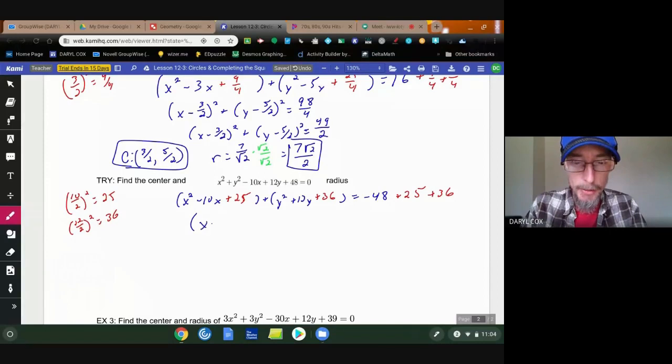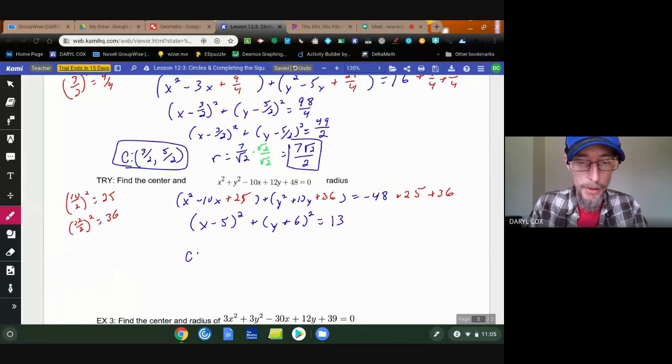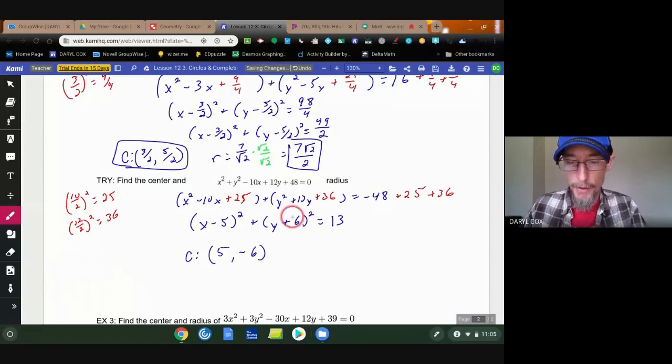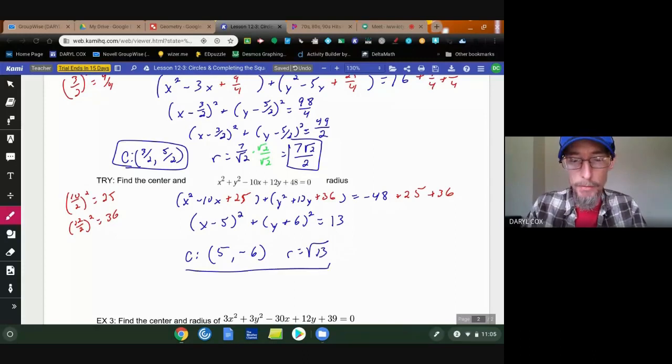So that's x minus 5 squared and y plus 6 squared equals, and when I combine all that together, I get 13. So my center is 5, negative 6. Remember that we have this positive here, so minus a negative is what gives me that positive. My radius, well, that's just the square root of 13. And there's our solution.